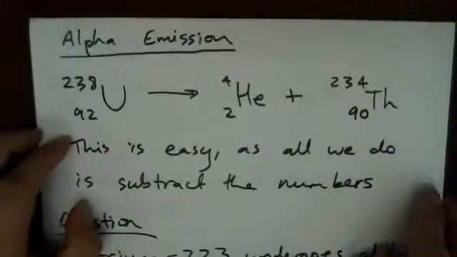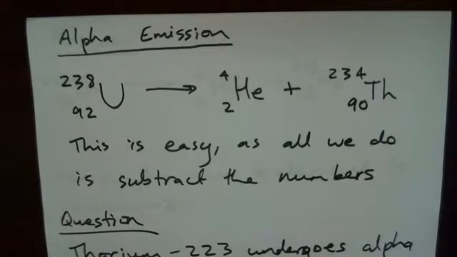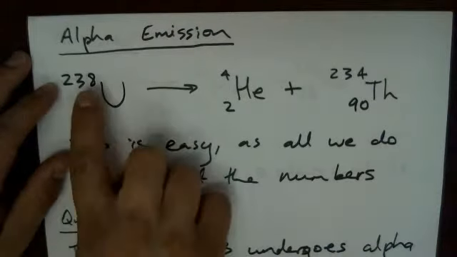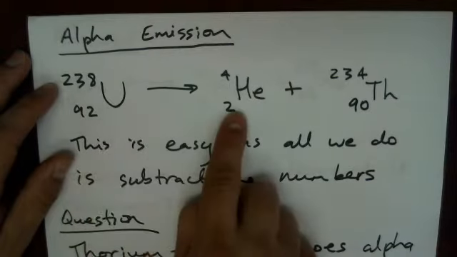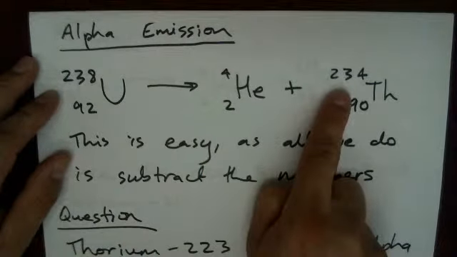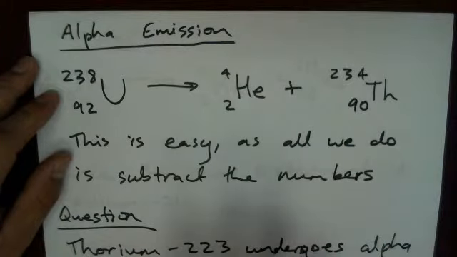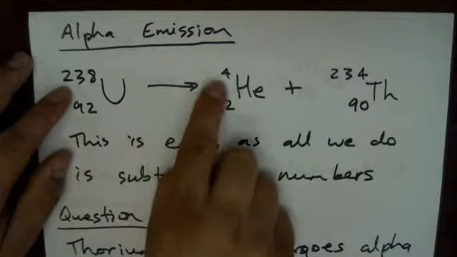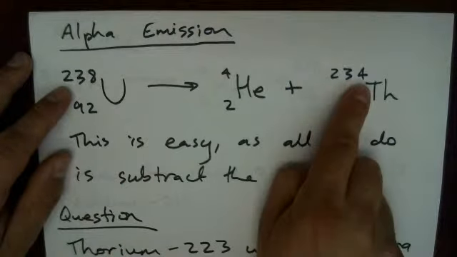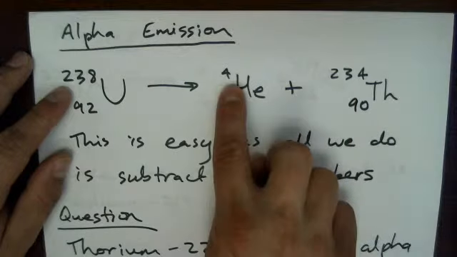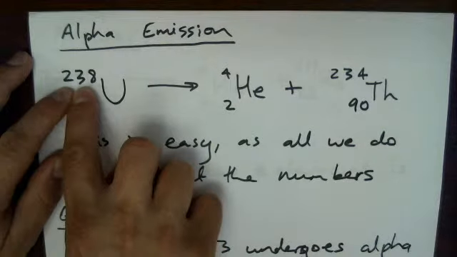Let's have a look at examples of how this works. Now, alpha emissions are actually quite easy to see. So say we start off with uranium-238. If that uranium nucleus emits a helium nucleus, then we get down to thorium-234. All you need to do is remember to subtract the numbers. So 238 take away 4 is 234. This is a conservation of mass. So the 234 and the 4 will give you back 238.